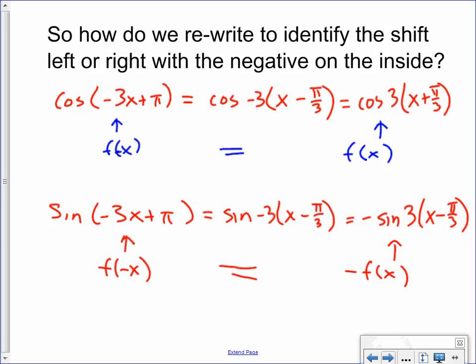Should I have pulled out... This one right here should be plus, right? Is that what you're talking about? Yeah. As you pull the negative out from it all.